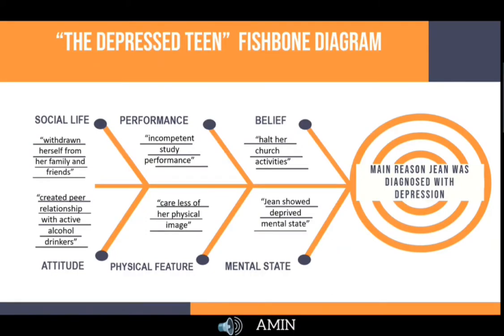Then is attitude. She created peer relationships with active alcohol drinkers. This is said because depressed teens depend on the attitude of the teen itself. For example, Jean befriended people who drink alcohol. Friends report that they had seen Jean drinking with a group of older students after school. Drugs and alcohol can cause a person to experience hallucination and delusion, in addition to behaving violently to the point of acting out of control.